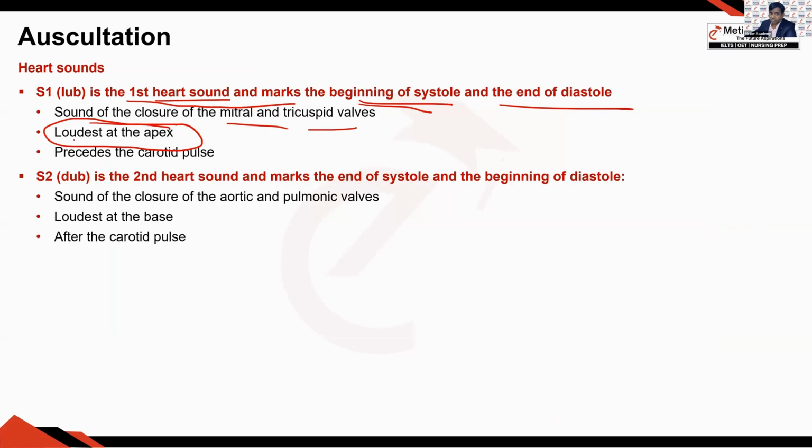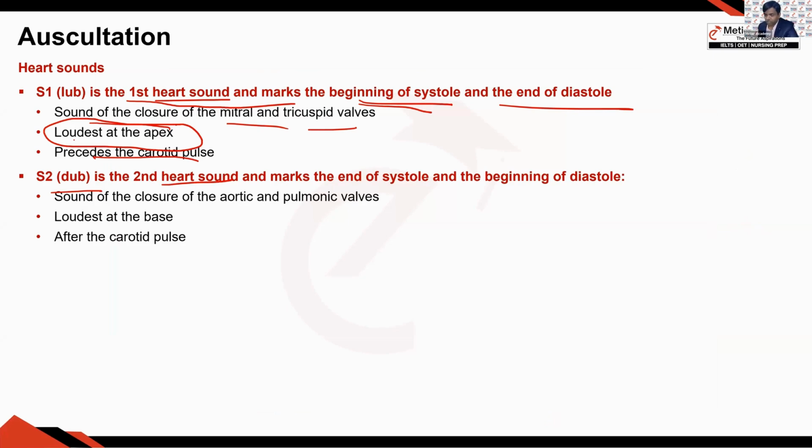Even though we study that the lub sound, the first sound, is between the closure of the mitral valve and tricuspid valve, it is loudest at the apex. It precedes the carotid pulse. If they palpate the carotid pulse, they will assess this. S2 is the dub sound, lub dub. Usually we study lub and dub, and the dub sound is the second heart sound.